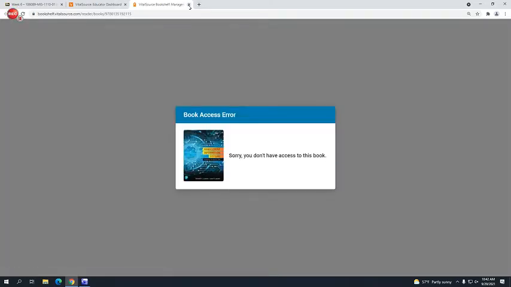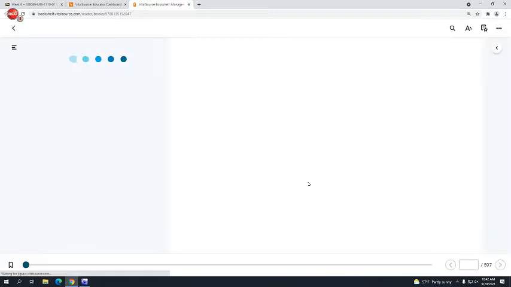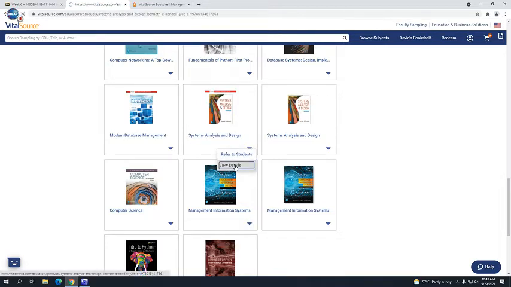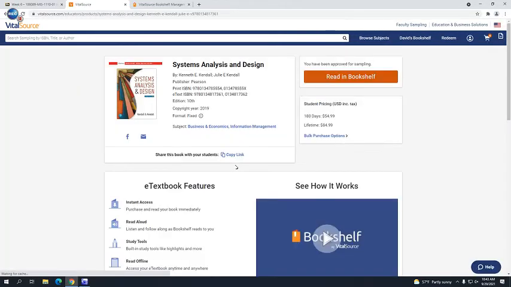Oh, what do you mean I don't have access? I do have access. I don't know why they show the book twice. You would think they'd remove the one that doesn't work. I wonder if I can remove the one that doesn't work. No. Yeah, it doesn't allow me to. Whatever. We'll get there.